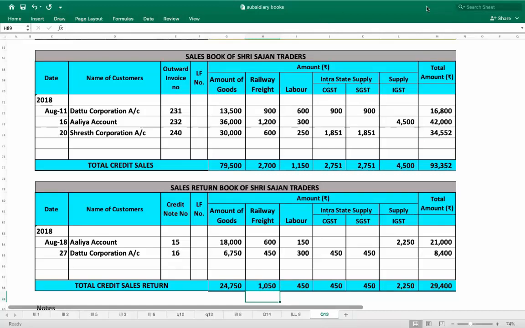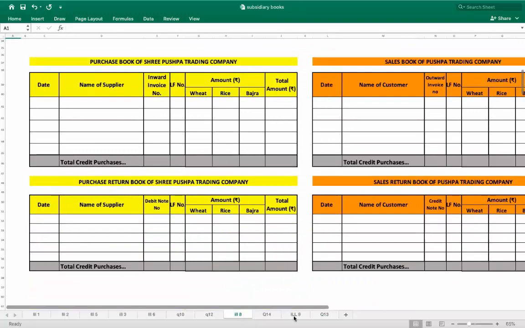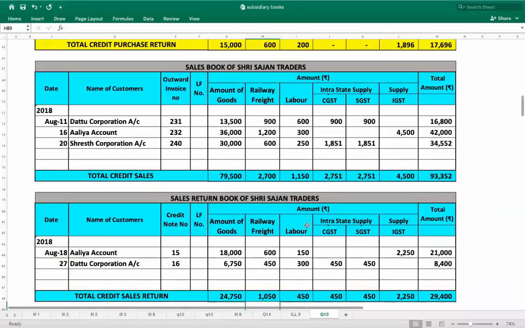In today's homework you will do these two sums again. And in the next session, for the remaining sums, that is question number 14 and illustration number 8, you have to make the format. Keep the format ready for illustration 8 and question number 14.